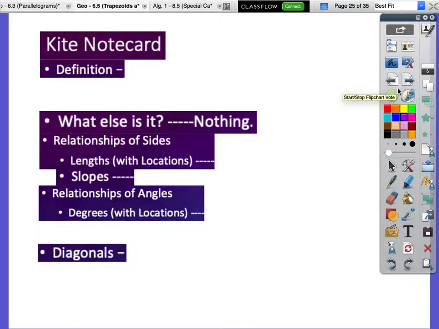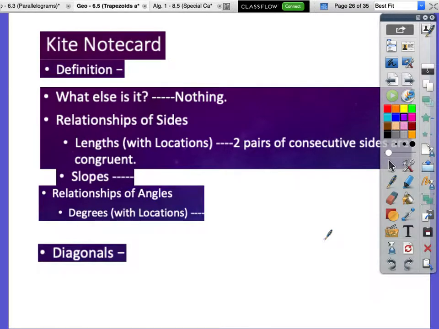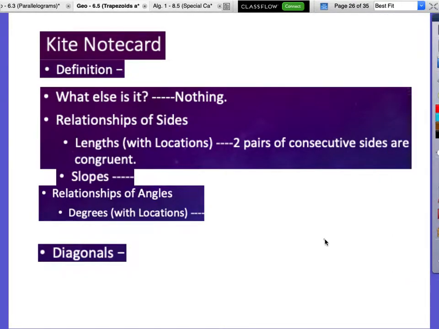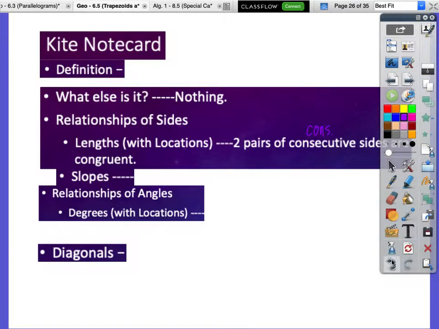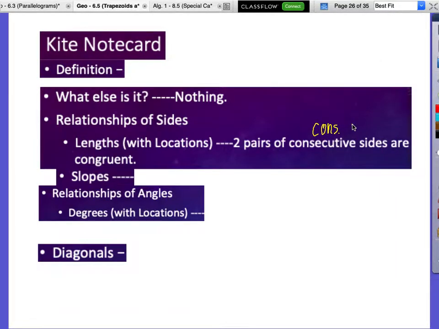Hopefully you have this from our GeoGebra activity. Relationships of sides: there are 2 pairs of consecutive sides that are congruent. You can shorten consecutive down to CONS. Two pairs of consecutive sides are congruent.